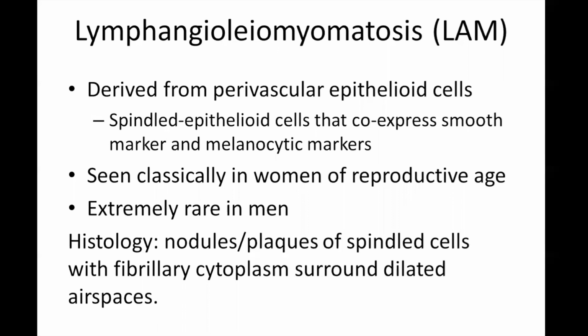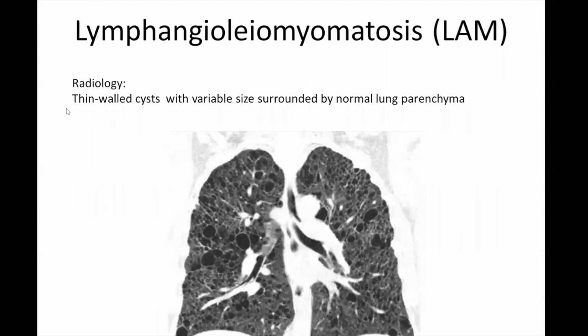In the histology, we see these nodules, these plaques of spindle cells with this kind of fibrillary cytoplasm that's surrounding these dilated air spaces. So this is a classic case of LAM. On radiology, it has a classic appearance as well, where you see these thin-walled cysts here, and they actually are varying in size. So you can see smaller ones, bigger ones, and they're surrounded by some areas of uninvolved lung parenchyma. This is actually a quite severe case as well.